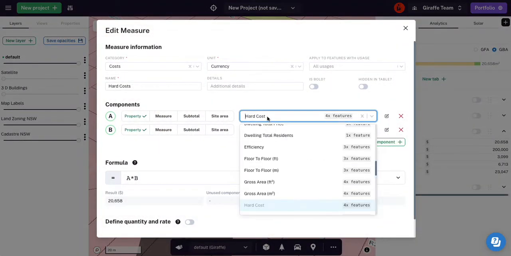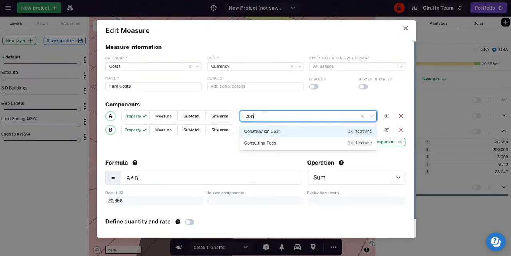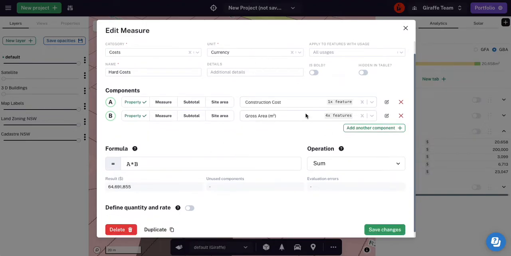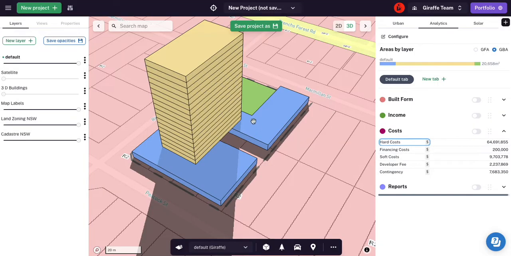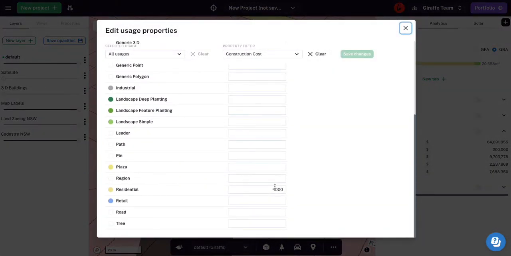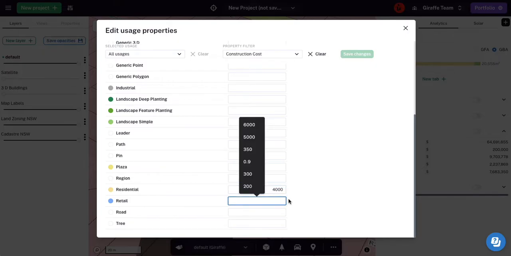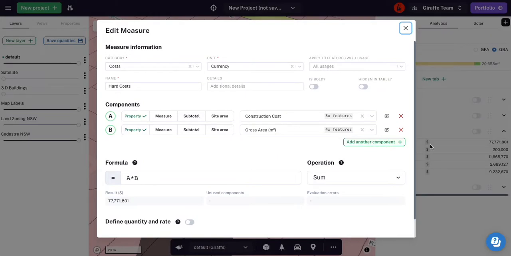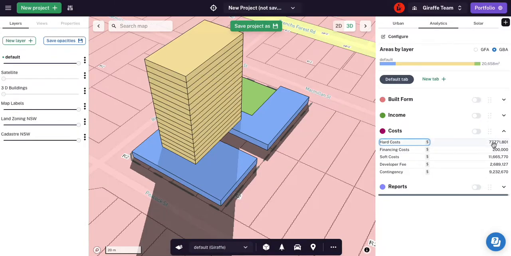We're using this hard cost. So let's actually go to, what did I call it? Construction cost. Right, and I'll save that. And we need to save changes. So that's only applying, we only added construction costs to the residential usage. We didn't assign it to the retail usage. So we need to make sure that we do that. So that 4,000 I'm going to copy to the retail as well, and I'm going to save that change. And you can see that construction cost, that hard cost jumps up to 77 million.